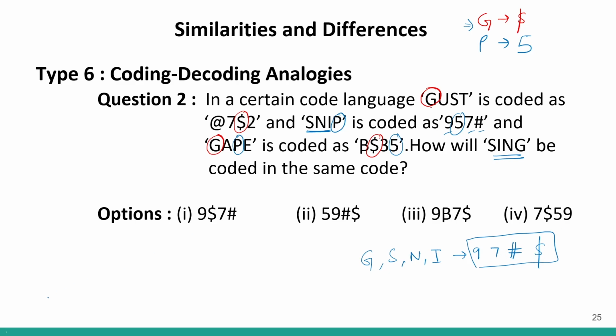So out of the given 4 options, I can see this is in option number 1. In option number 1, we have 97, hashtag and dollar. So our answer will be option number 1.